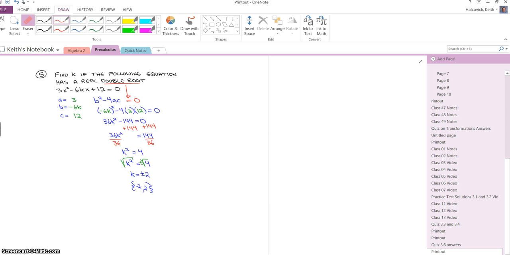Now the last problem says find k if the following equation has a double root. So you want to basically know what you put in for k that makes this a double root. So you do the a, b, and c. And remember, if it's a double root, b squared minus 4ac equals 0. So you substitute in the b squared, the a, and the c, and you figure out what makes it equal to 0. And then you solve for k, and you get two answers at the end that make it equal to 0. And that's how you do that.